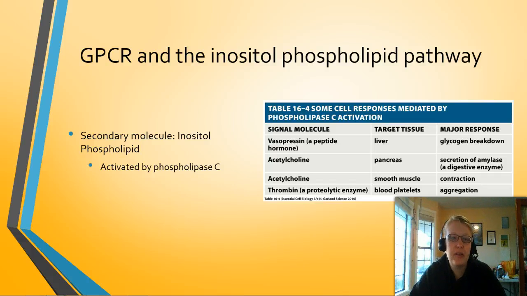So let's talk about another secondary messenger. This is the inositol phospholipid pathway. And the secondary messenger is inositol phospholipid. It's activated by phospholipase C. And we're going to go through an example of this one here in just a second. But notice here, this one also has a variety of responses possible within the cell.